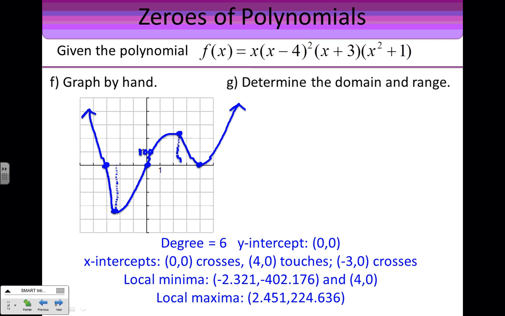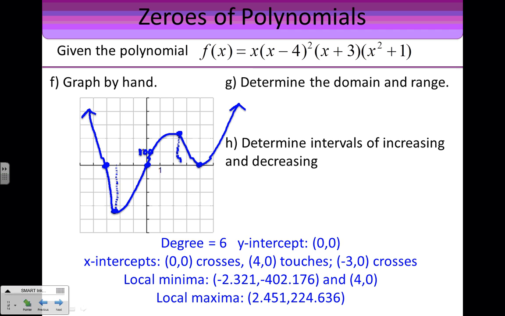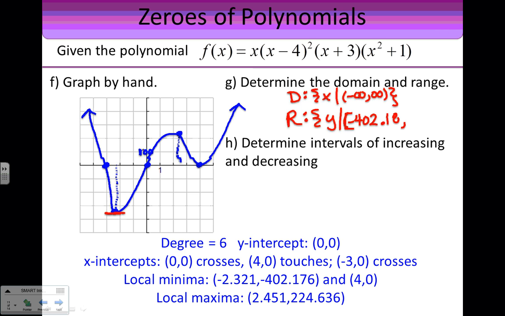All right, so the last couple, the domain and the range. This is a polynomial function, so the domain is always going to be from negative infinity to infinity. And our range, the lowest point on our graph is at negative 402.18, and the highest point on our graph, both sides go up to infinity. So from negative 402.18 all the way up to infinity.